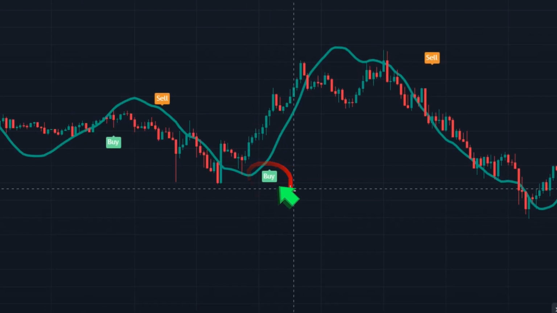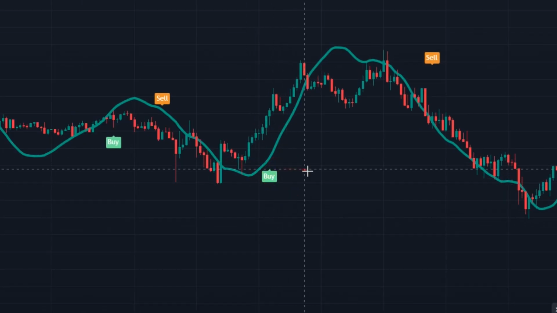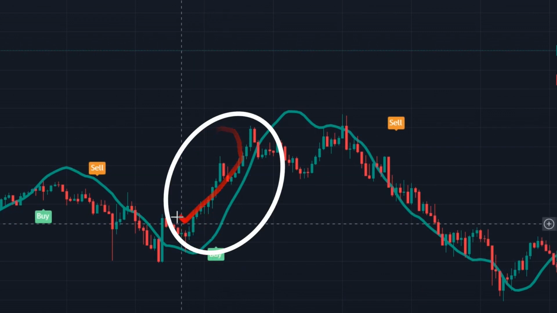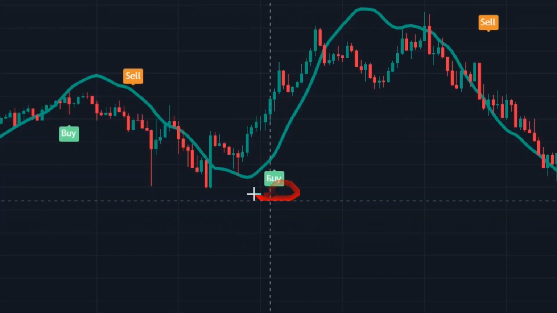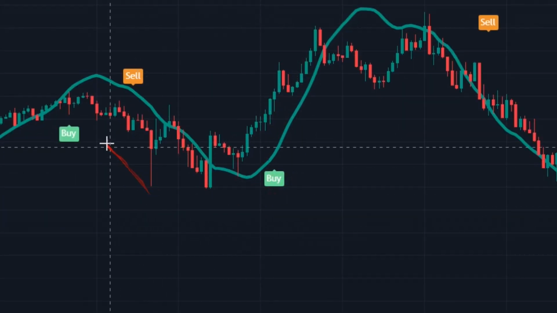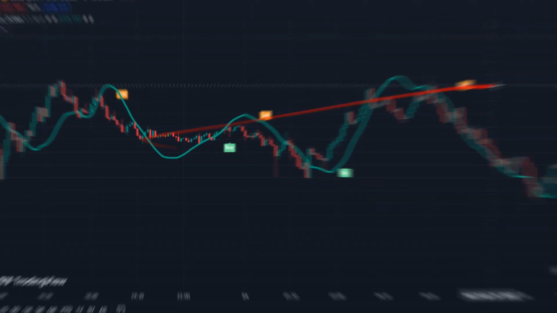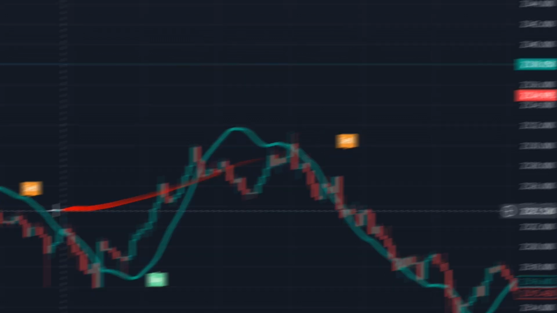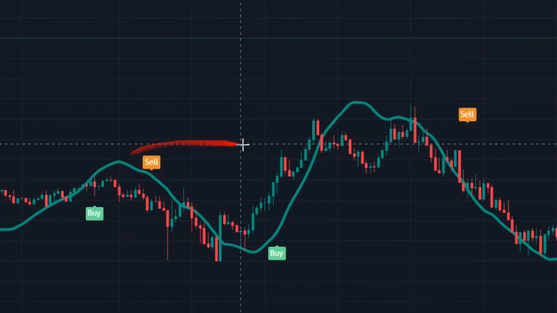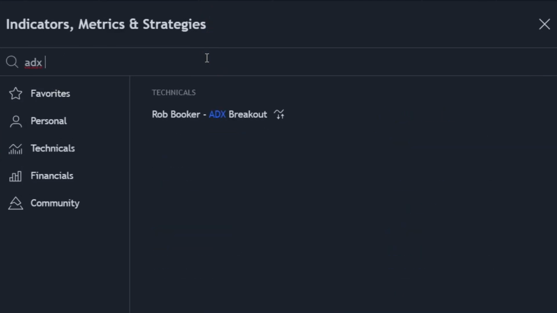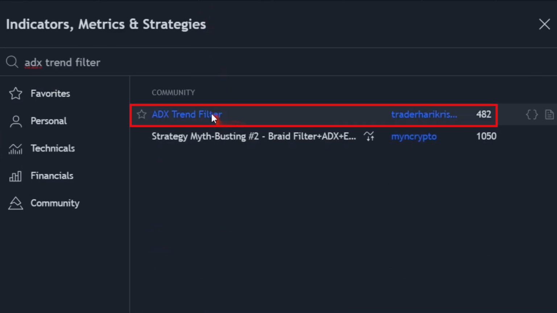Now you can see a valid buy signal for us because the market price is above the ZLS SMA line at this point. However, note that this indicator may also mislead us at times and produce incorrect signals. To avoid mistakes, let's add a second indicator to the chart. Go to the Indicator tab and search for ADX Trend Filter. Now add it to the chart.